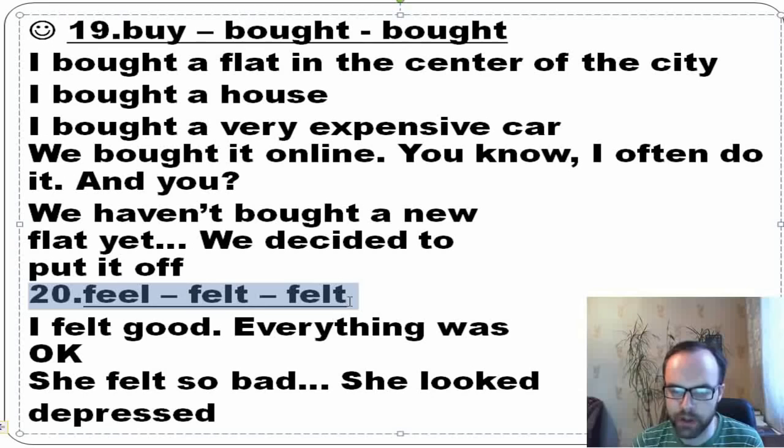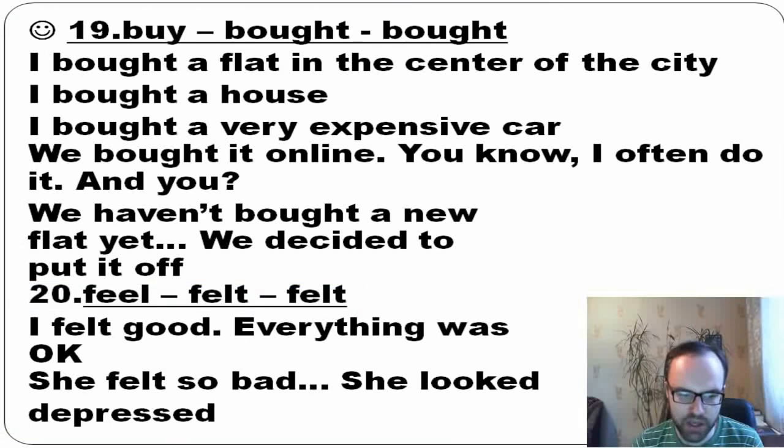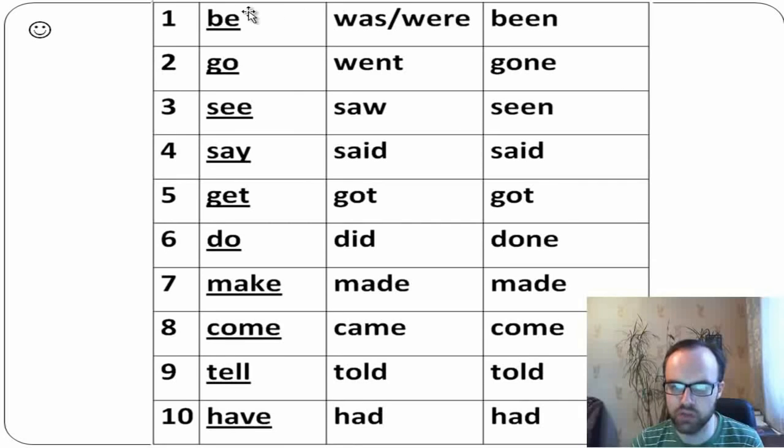Yeah, and 20. Feel, felt, felt. I felt good, everything was okay. She felt so bad. She looked depressed. Yeah, and so let's revise the forms of all these verbs. So be, was, were, been. Go, went, gone. See, saw, seen. Say, said, said. Get, got, got. Do, did, done. Make, made, made. Come, came, come. Tell, told, told.